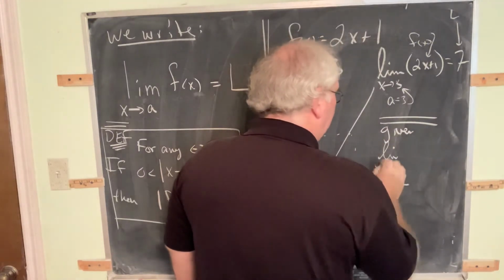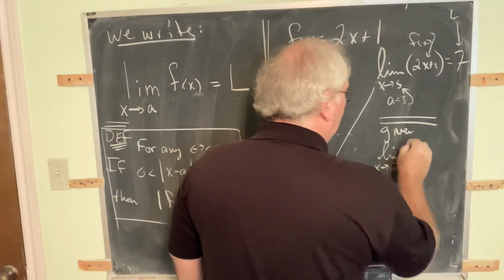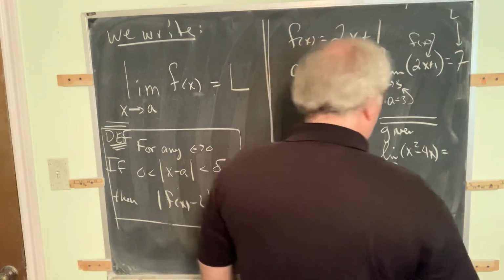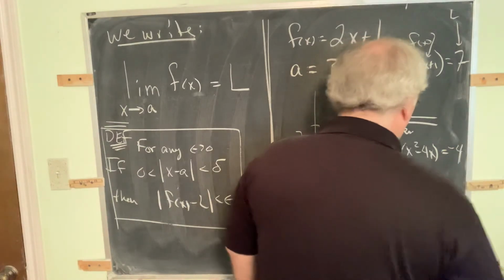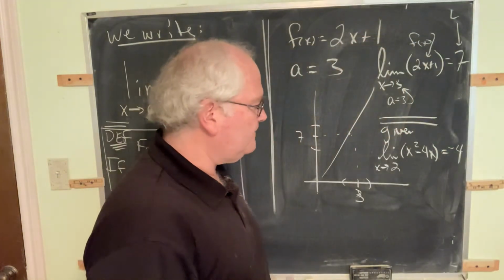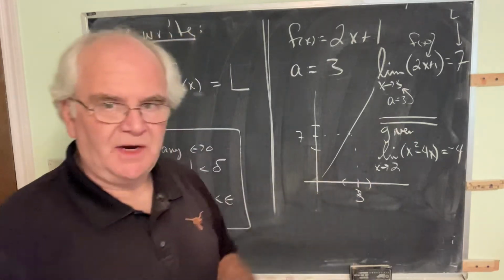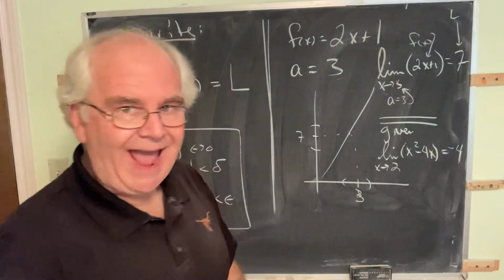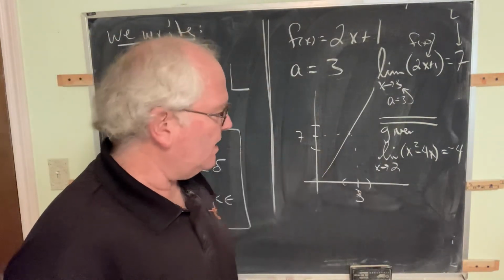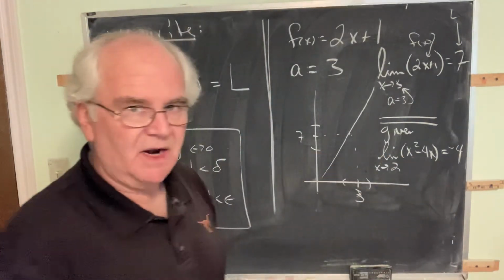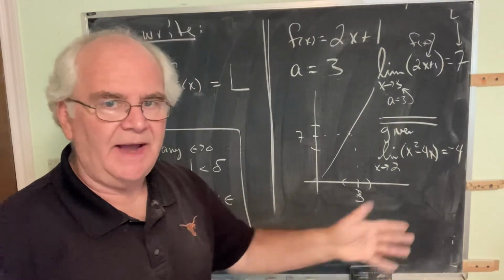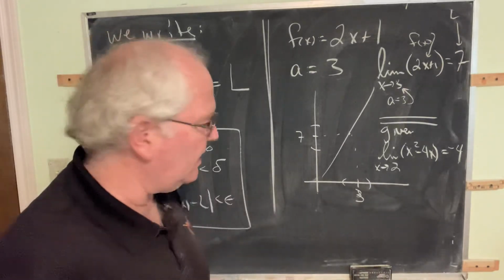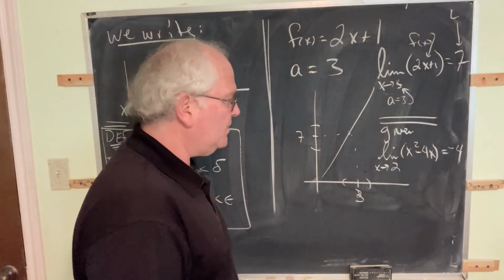Suppose you're given the limit as x approaches 2 of x squared minus 4x is equal to negative 4. What you need to be able to do for now is recognize, what is L? For this problem, L is negative 4. What is A for this problem? A is 2. What is f of x for this problem? F of x is x squared minus 4x. For now, just be able to recognize and label the pieces. We'll work with how to flesh this out later on. But those are the pieces.